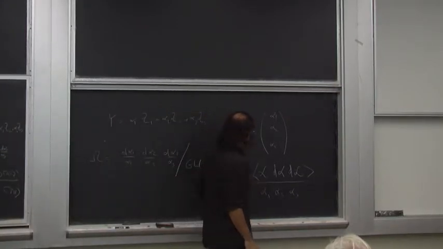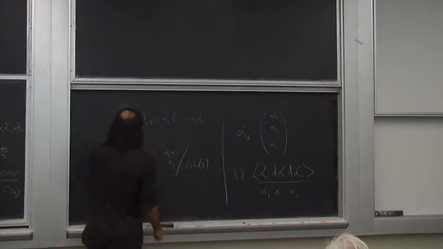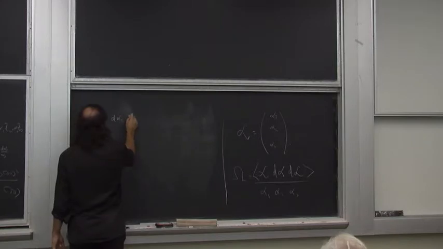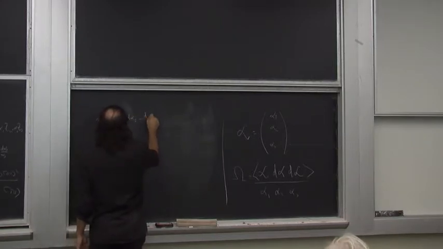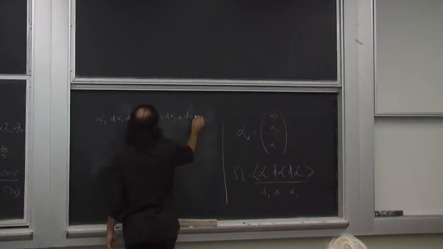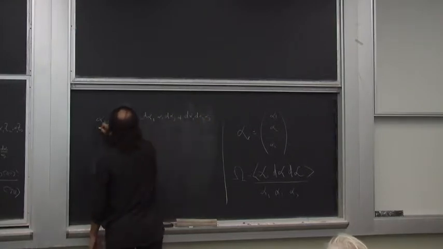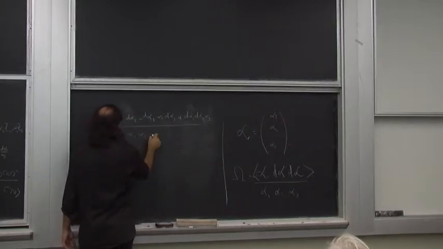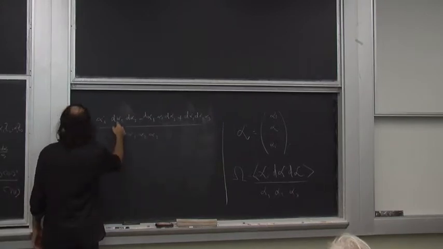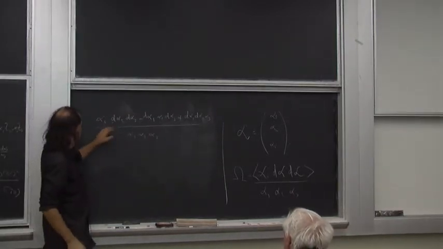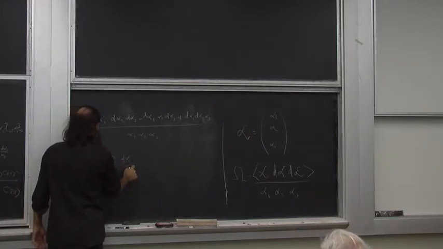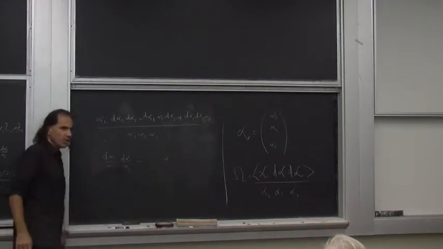So in other words, what do I mean by this? This would be alpha 1, d alpha 2, d alpha 3 minus d alpha 1, alpha 2, d alpha 3 plus d alpha 1, d alpha 2, alpha 3 over alpha 1, alpha 2, alpha 3. Okay? Which is just kind of three of these things, right? It's like d alpha 2 over alpha 2, d alpha 3 over alpha 3 minus one of the other ones plus one of the other ones, right?